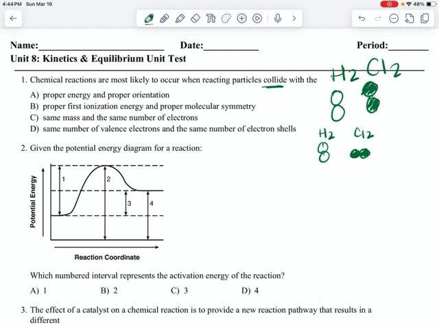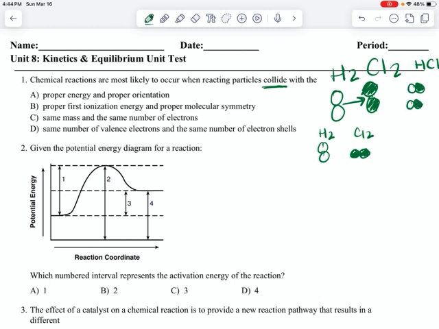For the first one, chemical reactions are most likely to occur when reacting particles collide with the blank. Collision theory is the idea of this. When particles collide, H2 collides with Cl2, we're going to make hydrochloric acid, HCl. We're going to make one HCl, two HCls.